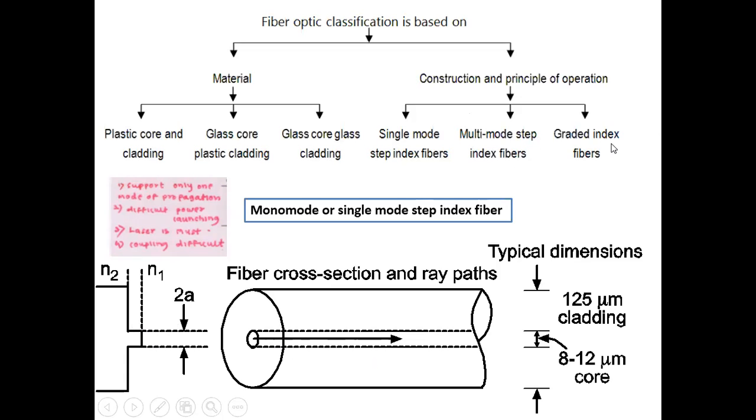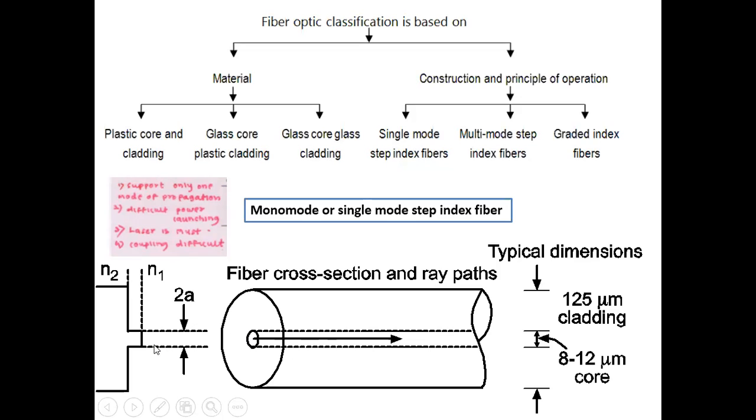And third is graded index fiber. Graded index fiber means from core to clad, the refractive index is changed gradually, but not in steps. Here, in step index, N1, N2, only two steps are there. But there, from the center to the end, the refractive index is changing gradually. That's why it is known as graded index fiber. So let us start with the single mode step index.